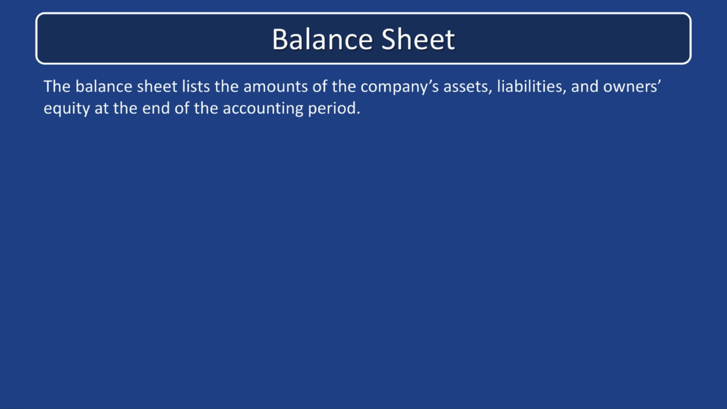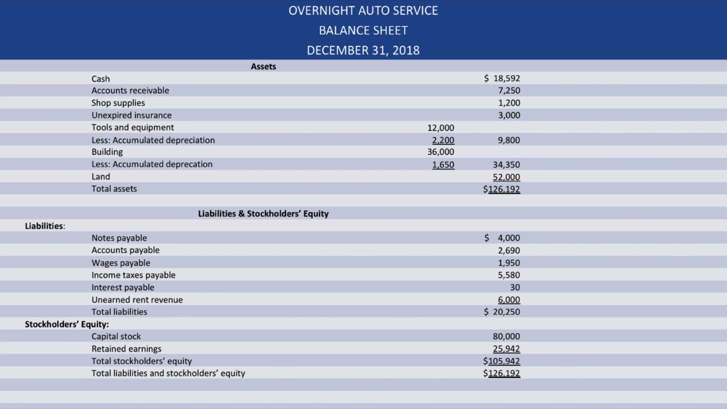Balance sheets can be presented with asset accounts appearing on the left and liabilities and owner's equity accounts appearing on the right. They may also be presented in report form, with liabilities and owner's equity listed below rather than to the right of the asset section. It is also common for corporations to refer to owner's equity as stockholders' equity. Here is the balance sheet for Overnight Auto Service for the year ended December 31st, 2018.